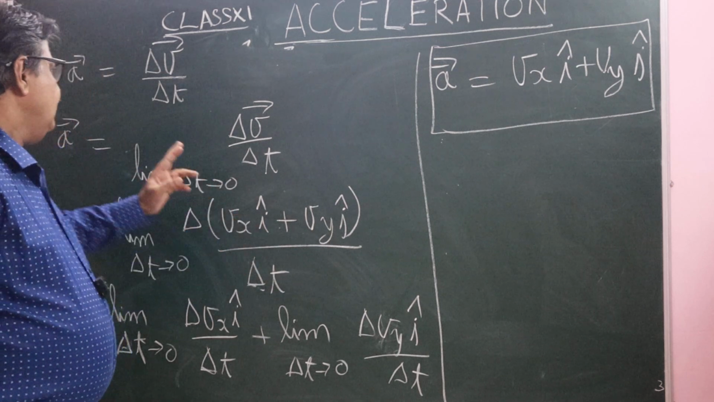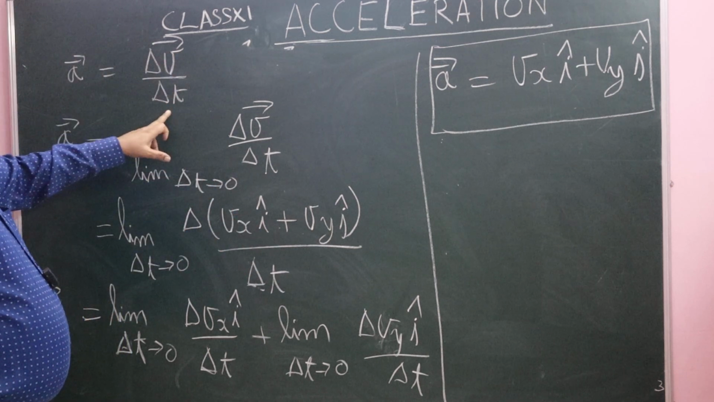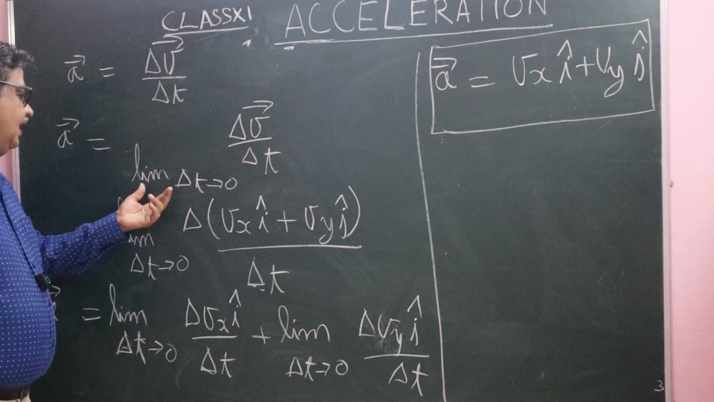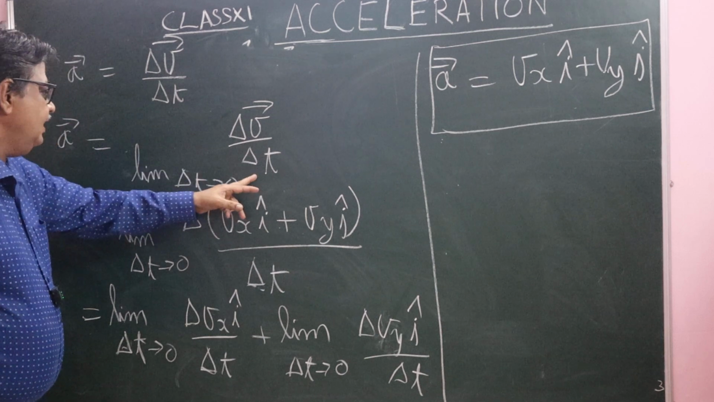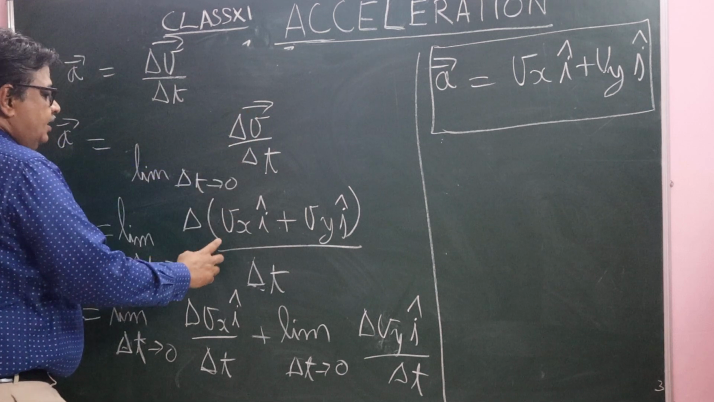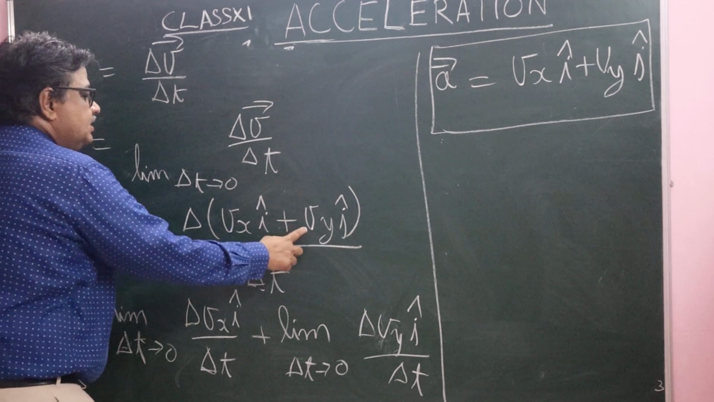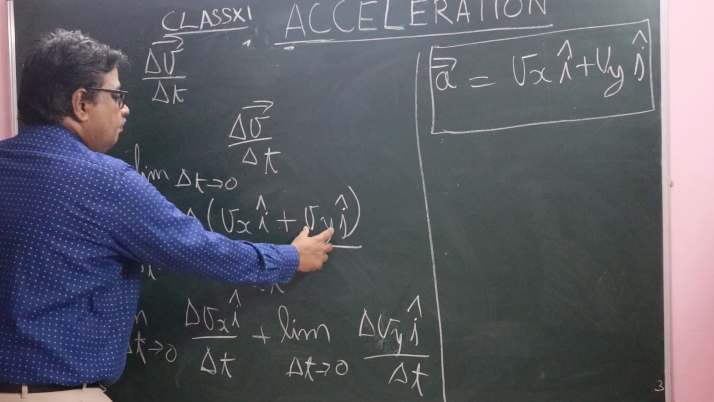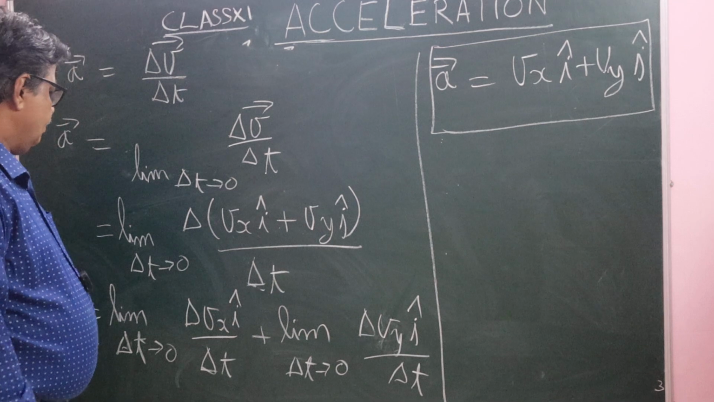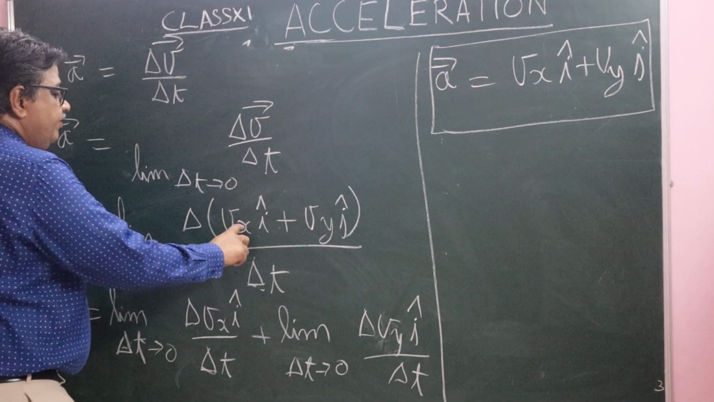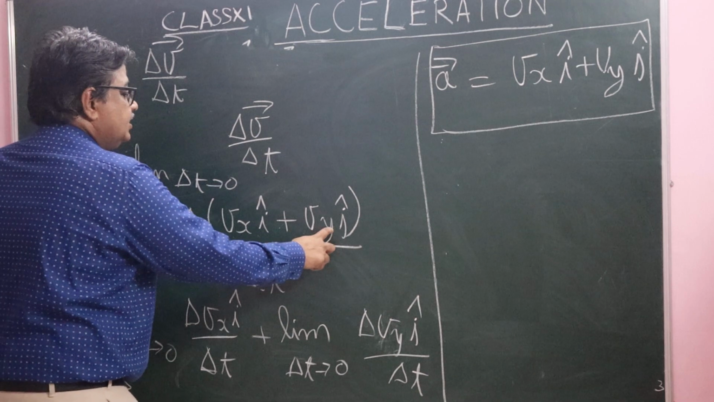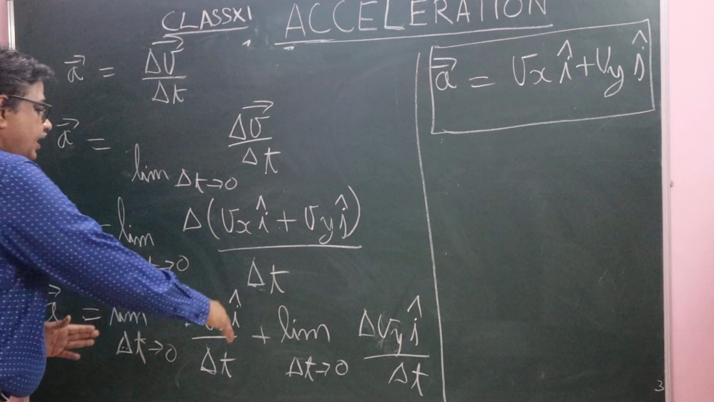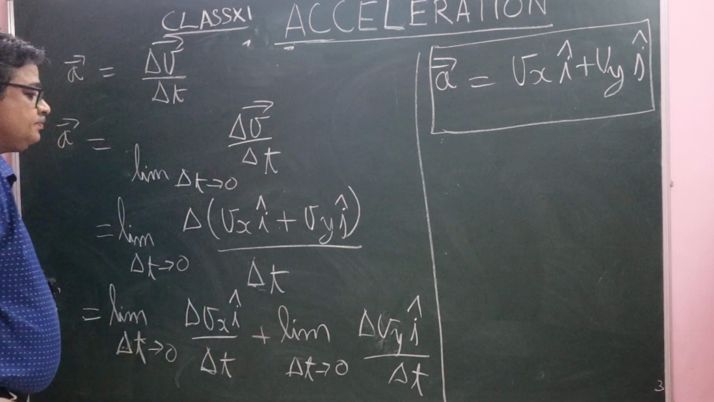Now let us write a vector equals del v vector divided by del t, with del t tends to 0. Already we have explained. As del t tends to 0, del v vector by del t, where v vector is vx i cap plus vy j cap. Component of velocity along x direction, component of velocity along y direction. Therefore, del vx i cap plus vy j cap divided by del t, then limit del t tends to 0.